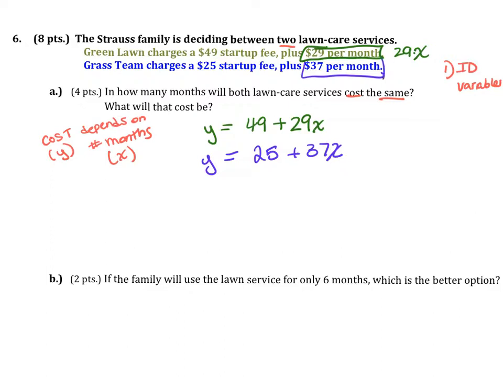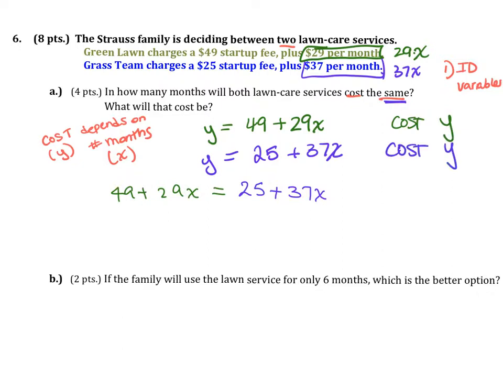So 37 per month is 37x. Now that I have the two equations, I can say I want to know when they are equal to each other. So I want to know, when does the 49 plus 29x equal the 25 plus 37x? Because you want to know, when does the cost of the green guy equal the cost of the blue guy? You want to know, when are they equal to each other?